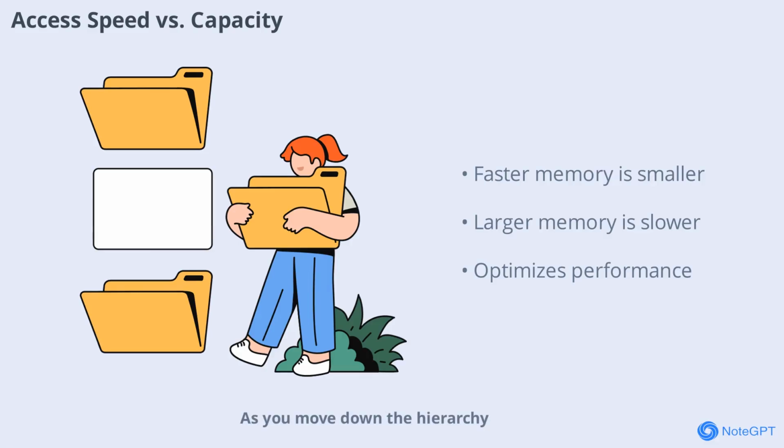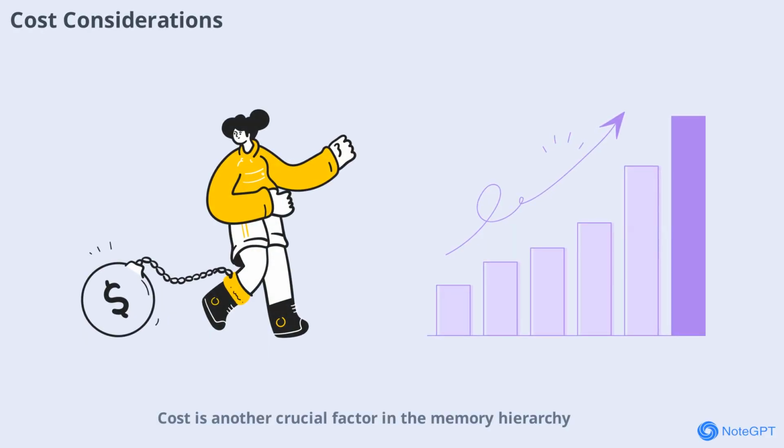One of the key trade-offs in memory hierarchy is between access speed and storage capacity. As you move down the hierarchy, memory becomes slower but can hold much more data. Registers and cache are lightning fast but tiny, while secondary and tertiary storage are massive but take longer to access. This balance allows computers to operate efficiently, keeping the most important data close at hand and less used information further away.